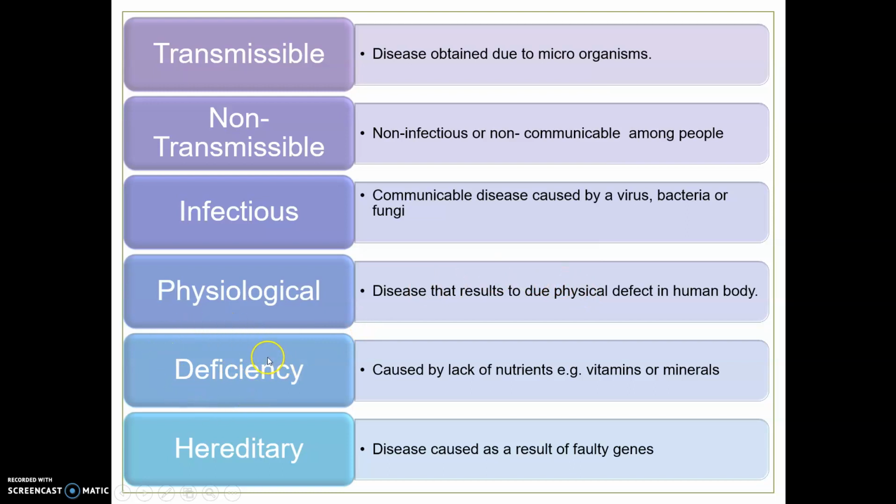There's a deficiency disease which can be caused by a lack of nutrients in the diet. For example, lacking of vitamin A, B, C, etc. And then there are hereditary diseases which can be passed from one generation to the next through genes or genetic material, which is DNA. With an understanding of the different types of diseases that you have taken down in your notebook from this slide, let us look at examples of these diseases to clarify the meanings of the different words.